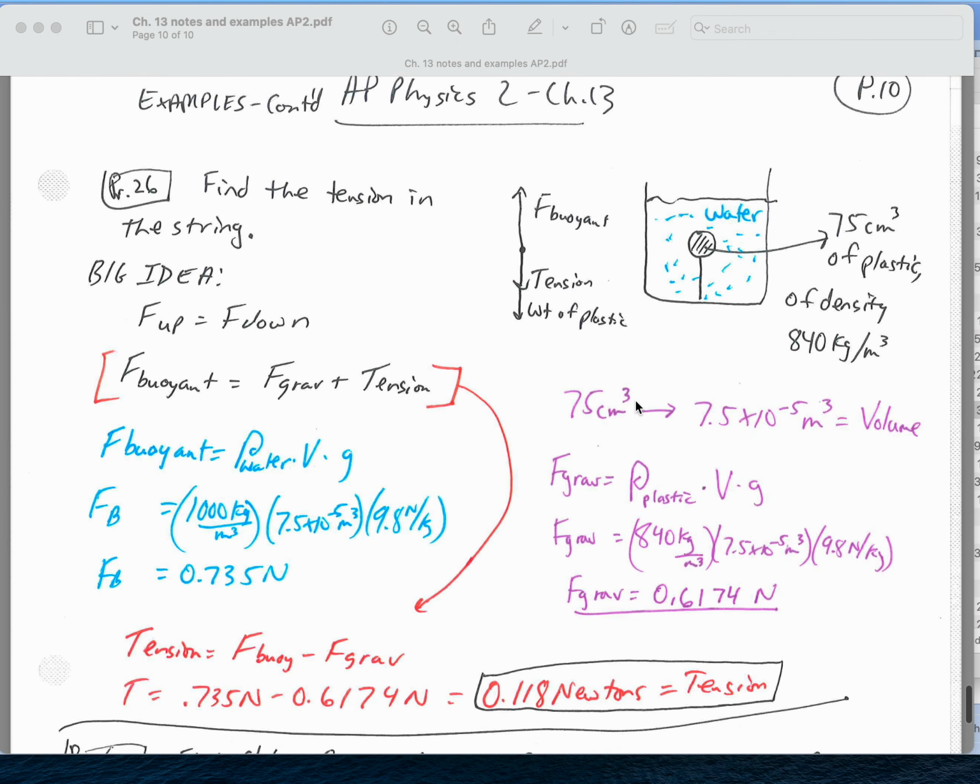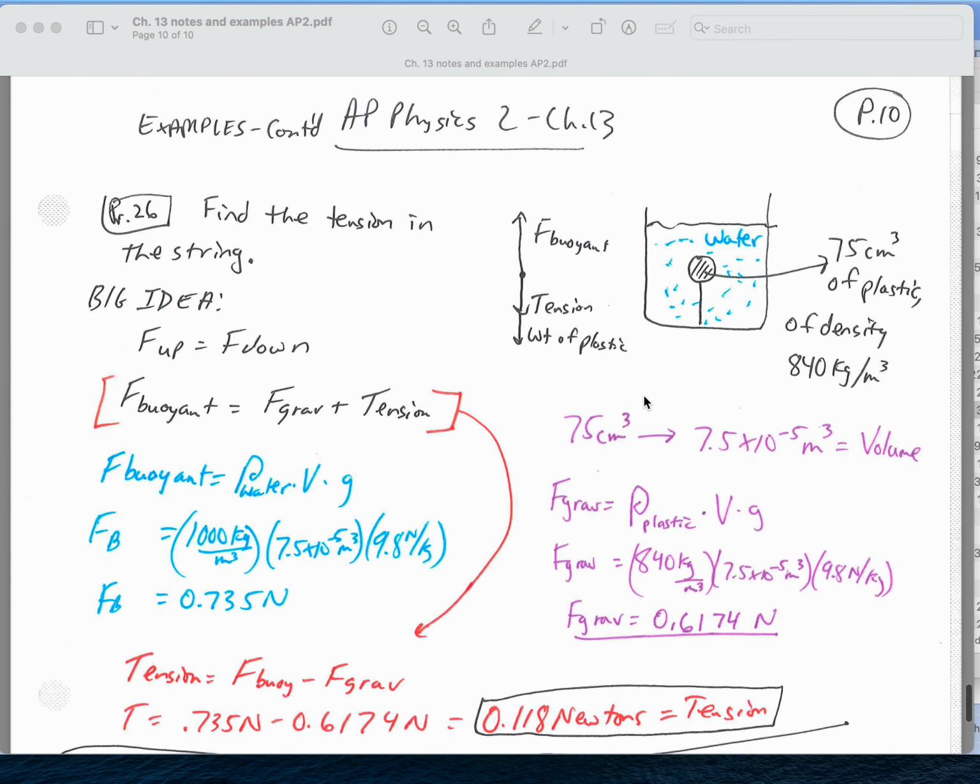This is another one I want to go over because it's a density one, which I think is useful. Problem 26 out of chapter 13. We've got water, whose density we know is 1,000 kilograms per cubic meter. We've got a 75 cubic centimeter sphere of plastic with a density of 840 kilograms per cubic meter, and we're asked to determine the tension on the string. This is less dense than the water, so if the string were cut, it would float.